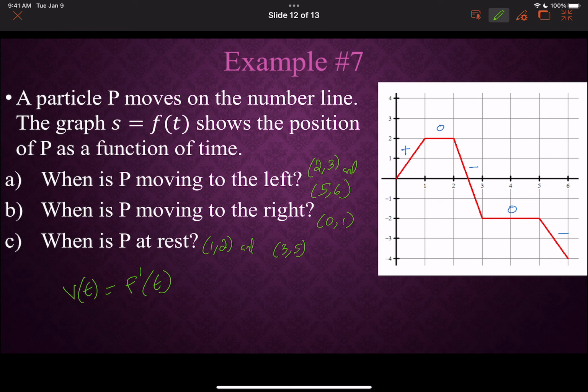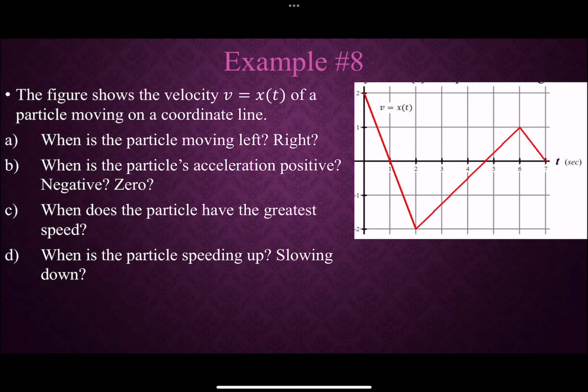So that's how you read the graph of a position when the position is given to us. We're looking at the slope values. Where are we positive? That's where we are moving right. Where are we negative? That's where we're moving left. And where are we 0, flat? That's where we're at rest. All right. We also will have a graph of velocity and asking similar types of questions.